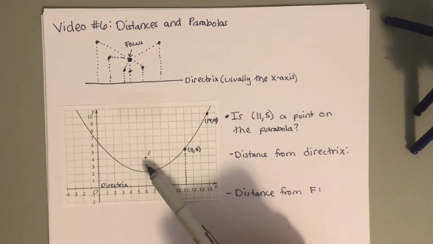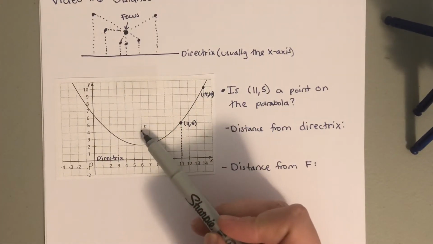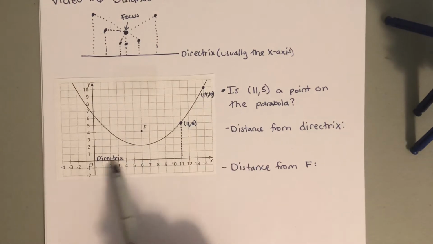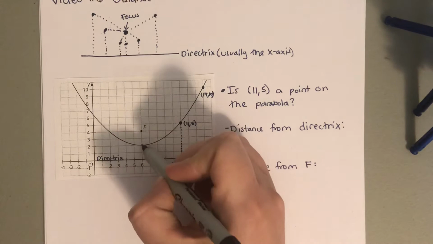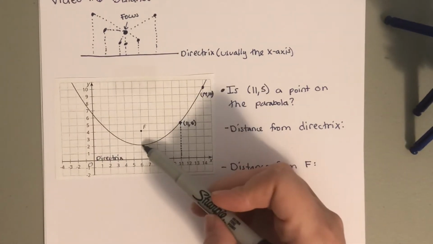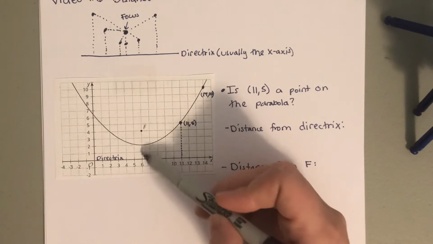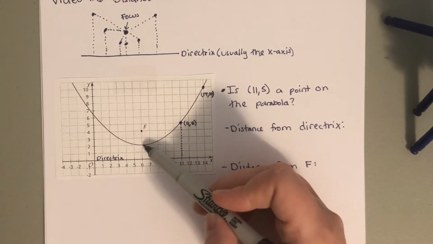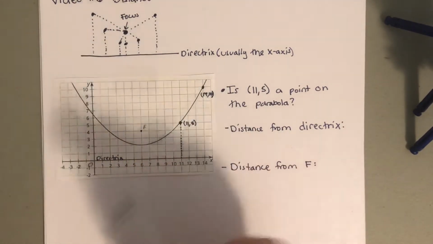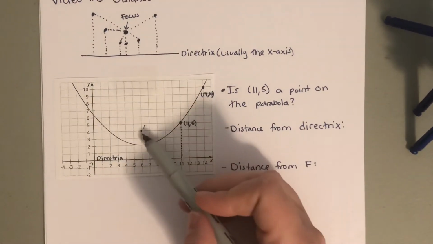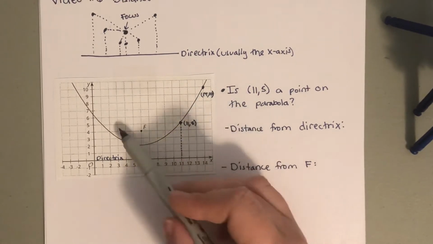In this situation, let's look down here at this example. You can see that this is the focus and the directrix is down here. It's the x-axis. This point right here is the same distance away. It's 2 units away from the focus and it's 2 units away from the x-axis or the directrix. All of the points that meet that condition, the same distance away from this point and this line, would be a point on the parabola.